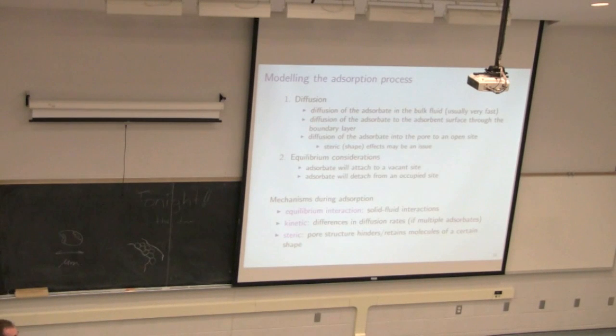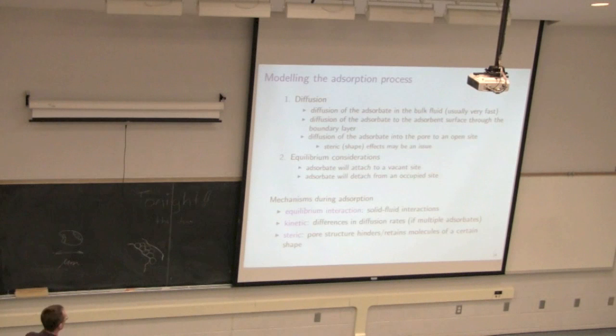So let's take a look at what's going on inside an adsorber at a micro scale. At the micro scale, you've got material diffusing in the bulk phase. That's usually very fast. So your adsorbate is diffusing through the bulk fluid. If you consider H2S, might be the material you want to remove, and it's in a hydrocarbon stream. Hydrocarbons are the bulk phase, H2S is your adsorbate, and H2S diffusion through that hydrocarbon is very fast.